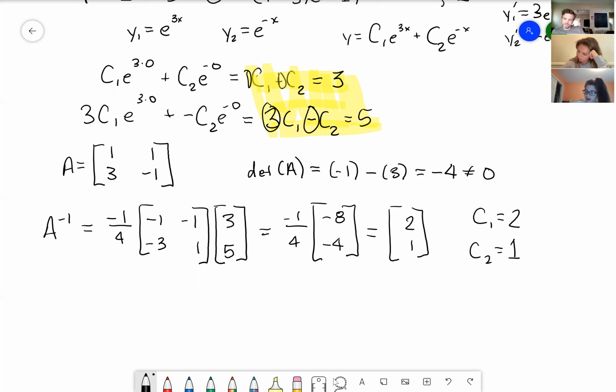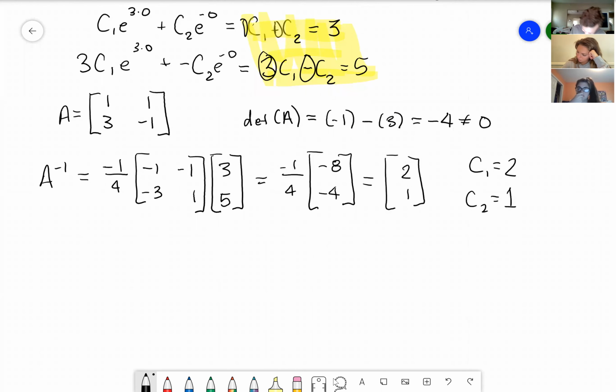So then once you get your constants, you just put that back into the general solution. Yeah, exactly, that's a good point. I didn't finish this problem, did I? So what we have is y is equal to 2 times e to the 3x plus e to the minus x. And this is our specific solution.